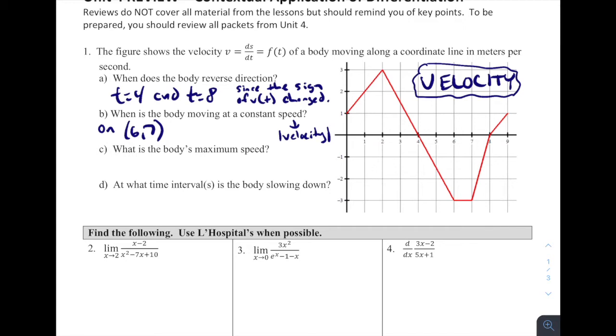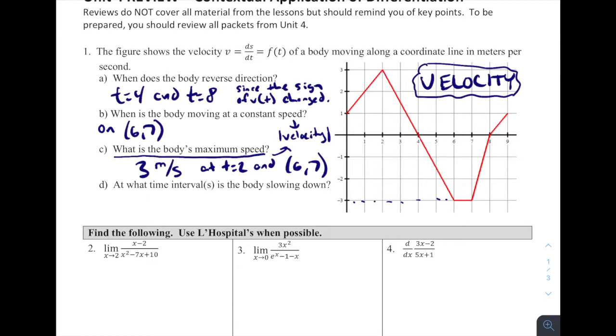What is the body's maximum speed? Again, speed is the absolute value of velocity. Looks like at this point up here it has a velocity of 3, and then down here it has a velocity of negative 3, so the speed is 3 as well. This problem does not ask when that occurs. It asks what the maximum speed is, so that is going to be 3 meters per second. And if we needed to say when that was, that occurs at t equals 2 and on the interval from 6 to 7.